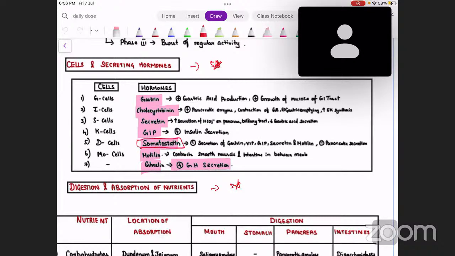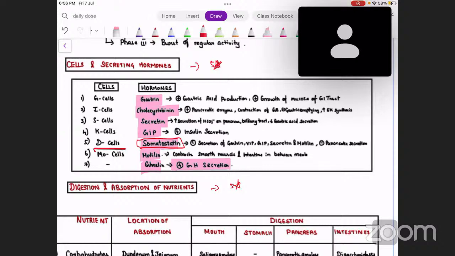Somatostatin is technically an inhibitory substance here, which is secreted by your D cells, and motilin will stimulate the motility, and ghrelin will stimulate GH secretion. So every cell, its hormones, and their functions are 5-star. So go after me. G cell, gastrin. What type of function does it do? Stimulates gastric acid production and stimulates growth of the mucosa of your GI tract.